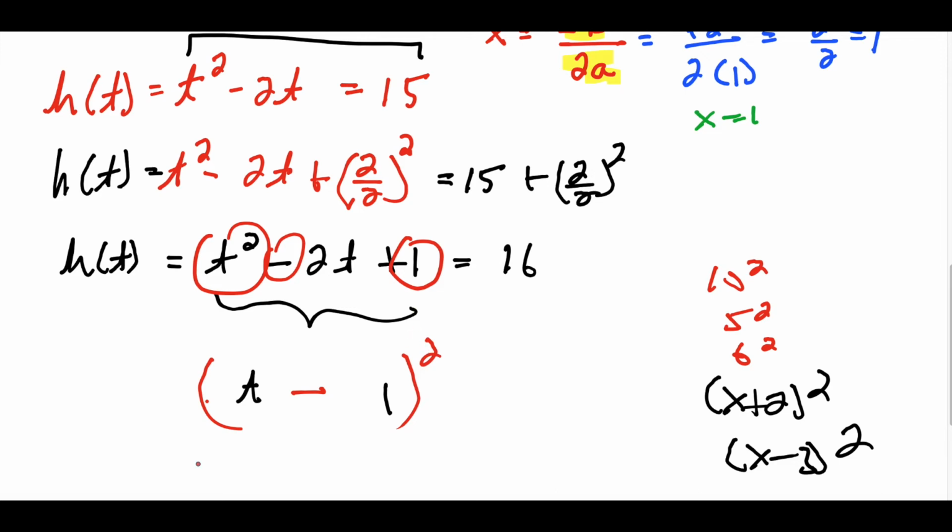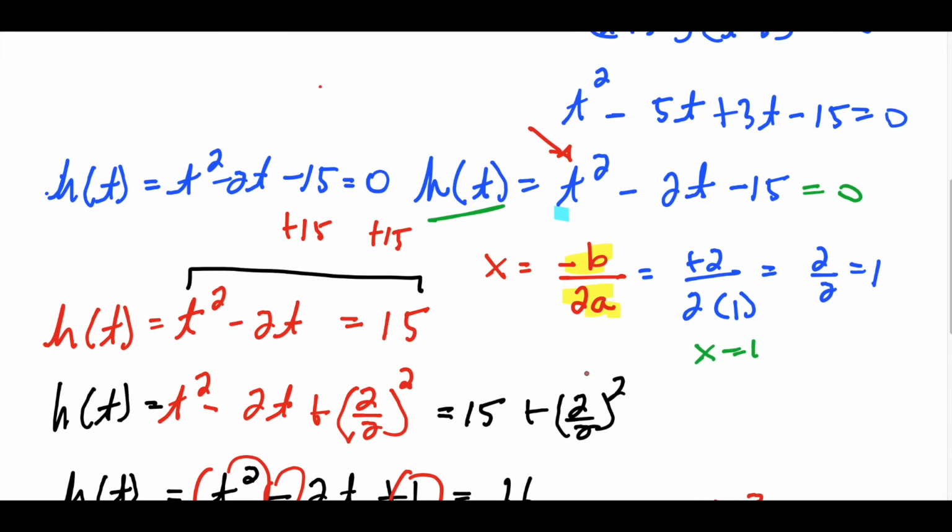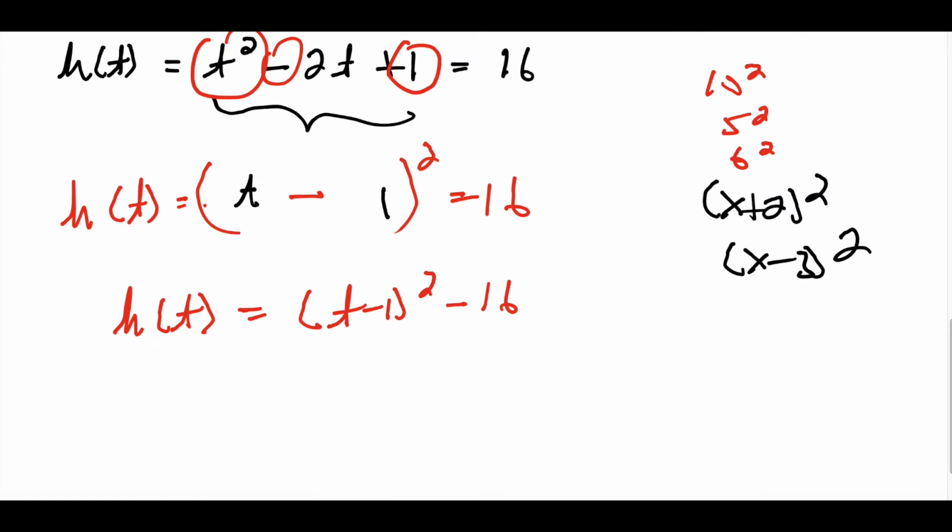Okay? And then now we have h of t equals that. Now we can move the 16 over to this side over here. So h of t equals t minus 1 squared minus 16, and leave it like that. This is vertex form. This tells you the location of the vertex without actually having to do all that. It's the opposite sign, and you keep the sign. So the opposite sign here is what? 1.